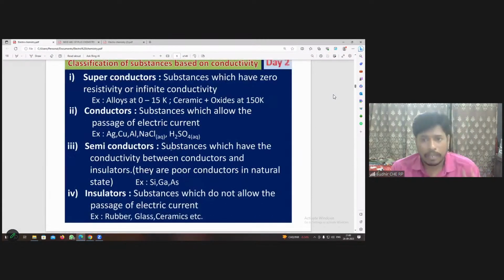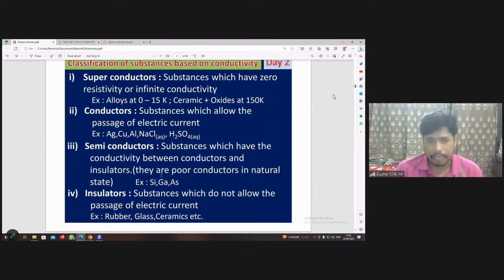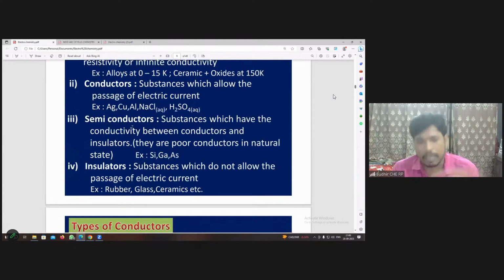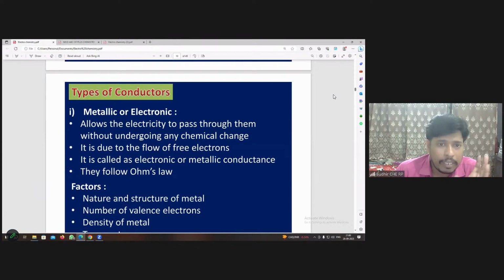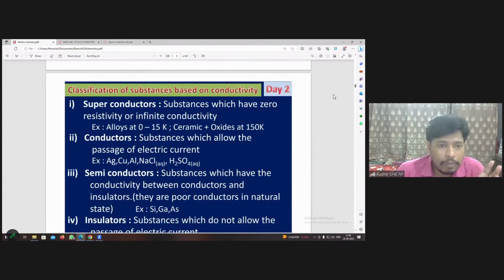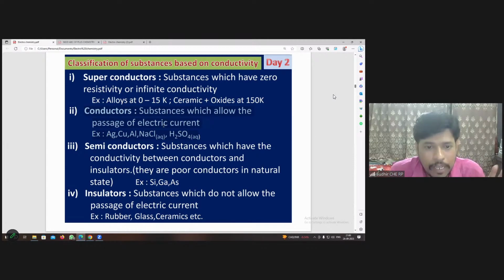Now, in today's topic, we have already completed that there are 4 different types of materials: superconductors, conductors, semiconductors, and insulators. And the reason for superconductors, I will explain. Mainly in electrochemistry, we won't bother about superconductors or semiconductors or insulators in general. Our total study in electrochemistry is mainly related to the conductors.